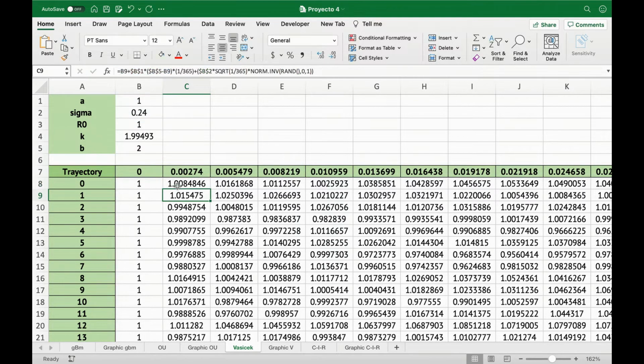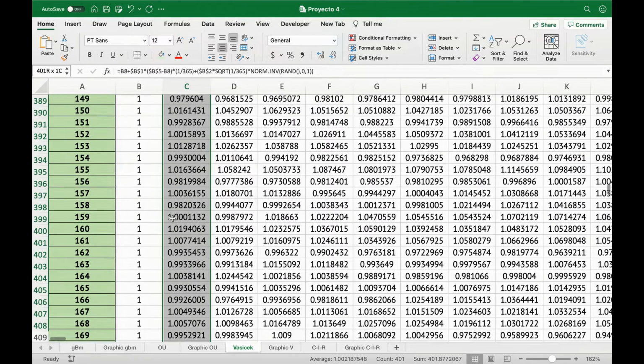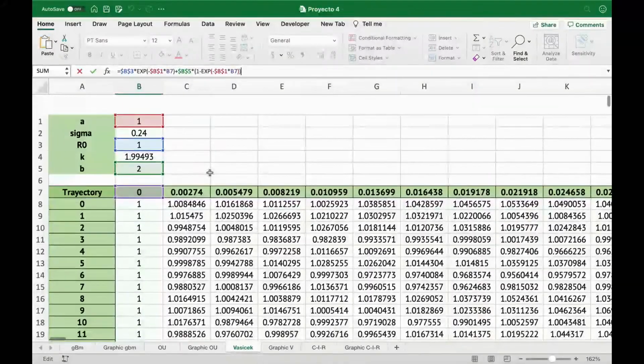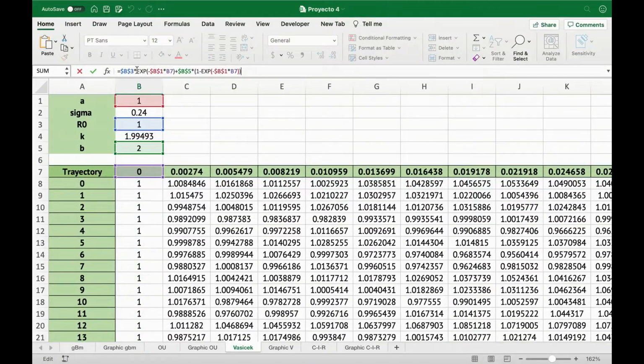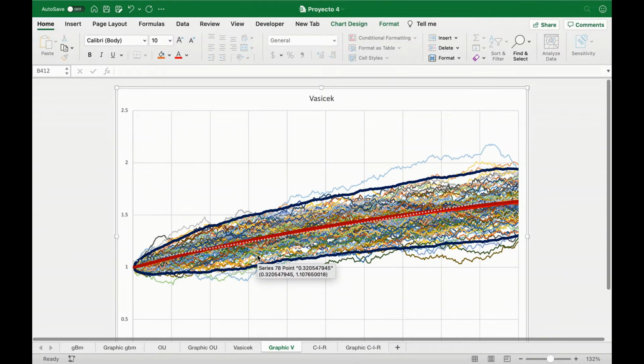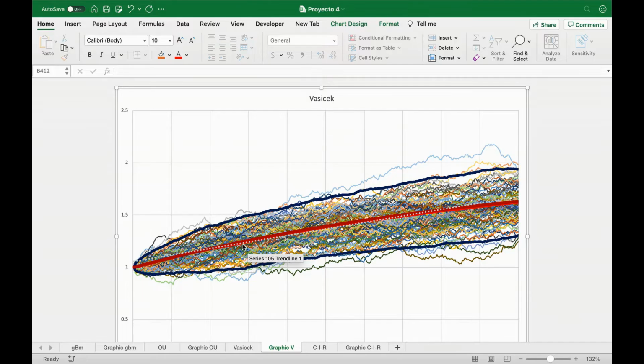And here we have this formula for the expected value, that is, if we see the parameters, it's the value of R0 times the exponential function of minus A times time, plus B times 1 minus the exponential function of minus A times the time. And graphically we can see that it has this behavior. Here also we can see that there are two red lines. The clear one is the expected value line, and the other one is the average of each trajectory. And here we have the trend line, and we can see that the three of them have the same behavior.